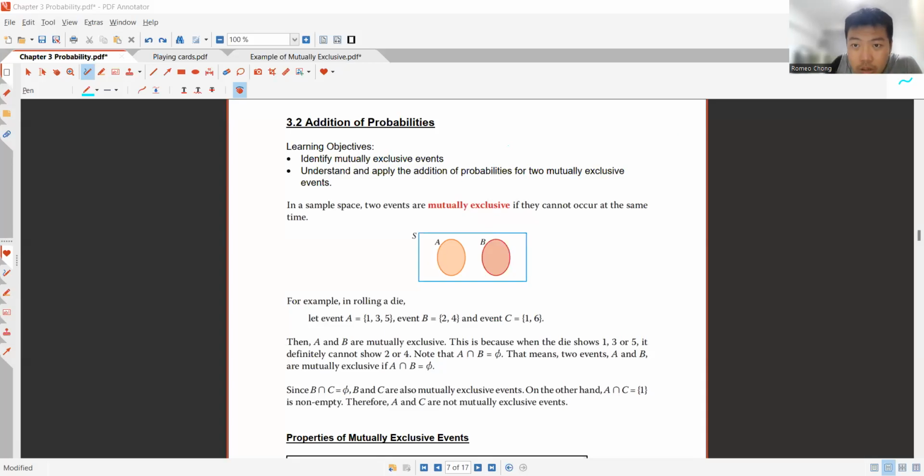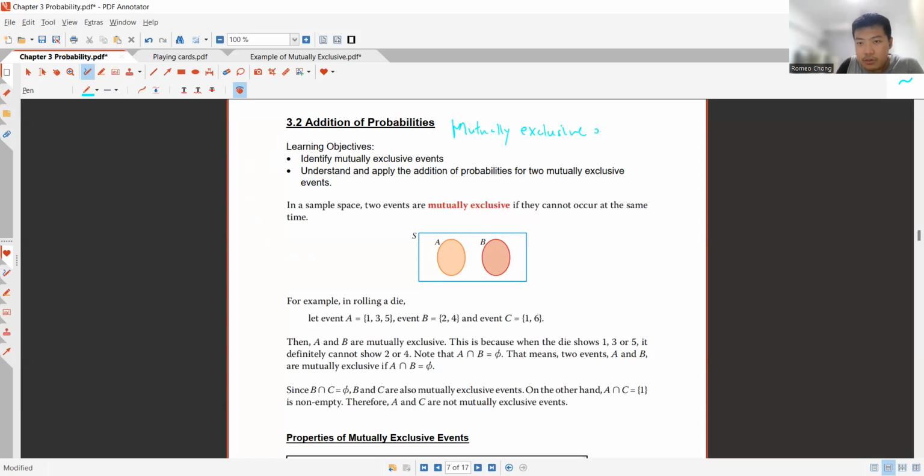Okay, hello student. So in this second video, I'm going to go through with you 3.2, which is your additions of probability. And actually, if you follow your textbook, your textbook subtopic is not only about the addition of probability, you will also learn something we call the mutually exclusive event.